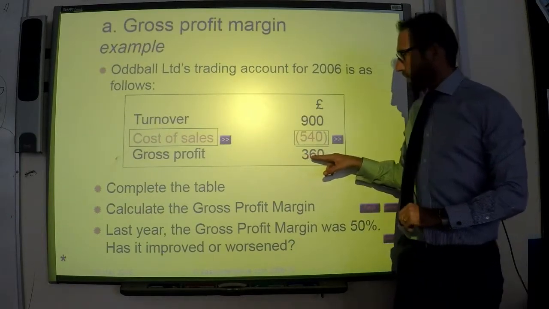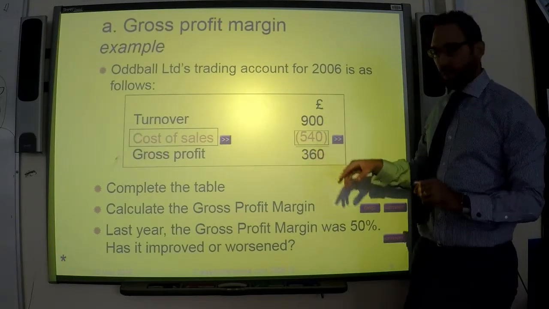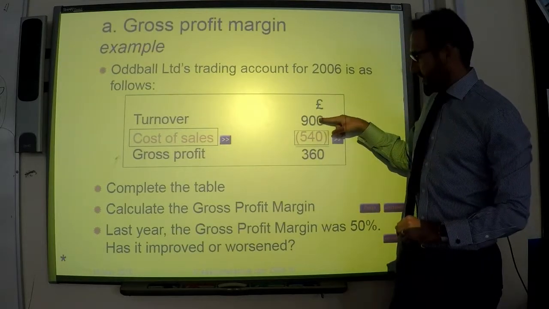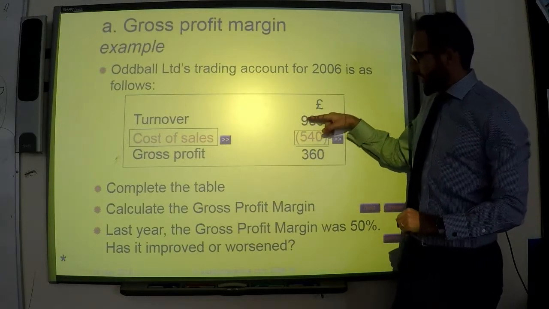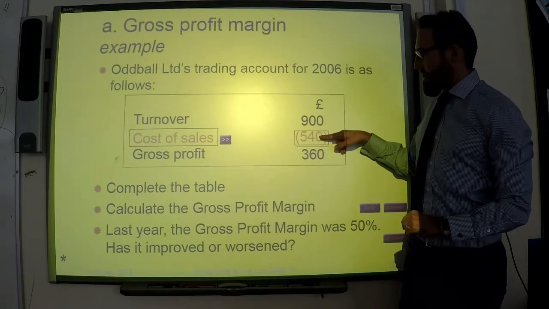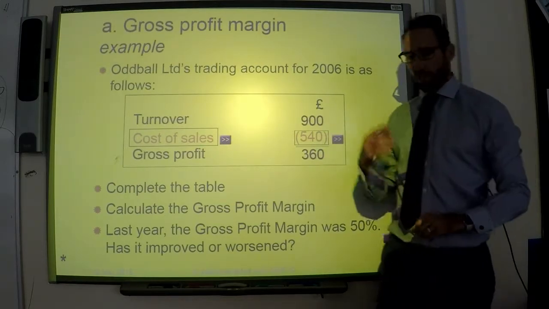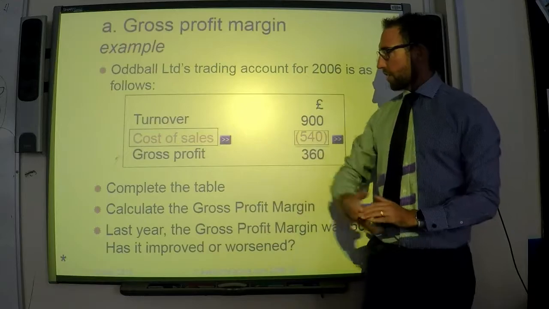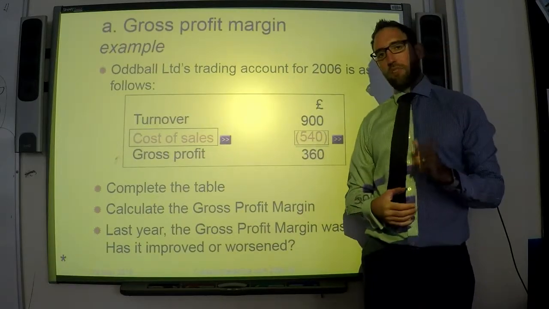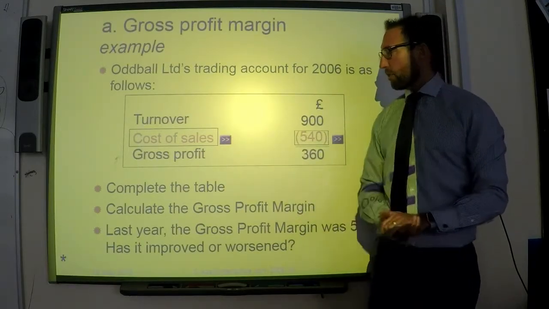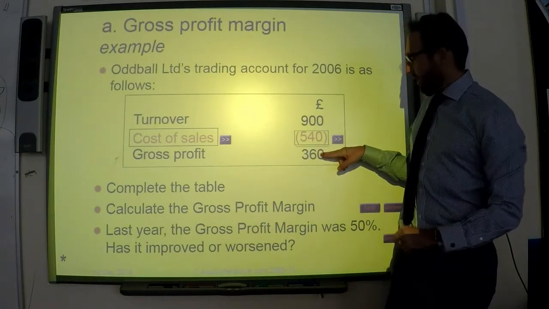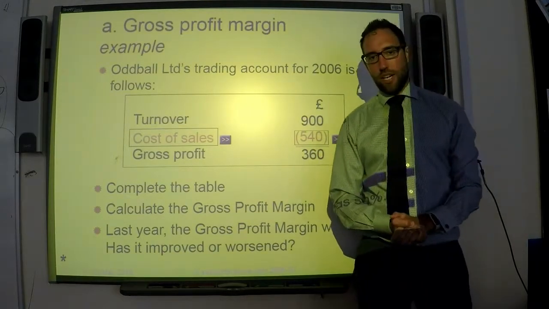So here, gross profit is 360. So remember the formula for gross profit? We had to take turnover, aka sales revenue. Sales revenue is 900 minus cost of sales, which is 540. Just a quick recap again, what is cost of sales? The cost of sales are basically the raw materials. So these are the variable costs for the business. So in here we have a gross profit of 360.